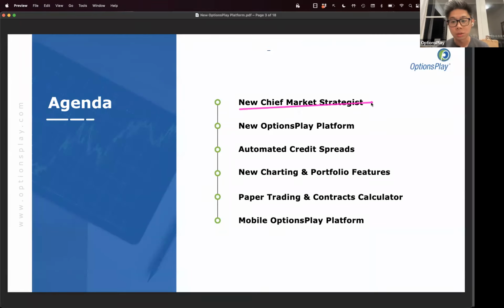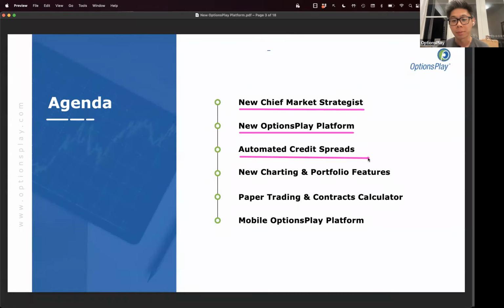So I'm going to show you some of the changes we've made, including the new Chief Market Strategist position. We've hired a new Chief Market Strategist. I want to talk to you a little bit about the changes that we've made to our research team to provide better ideas and enhance the trading opportunities that you see here in the broader markets, and hopefully provide a different perspective on the broader markets.